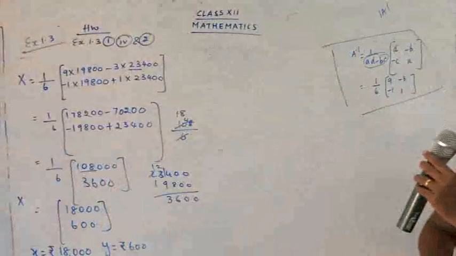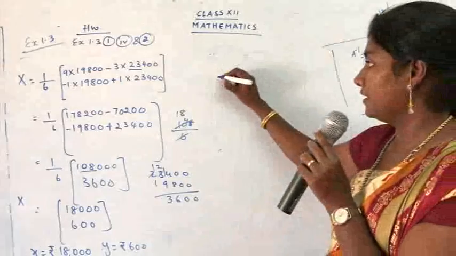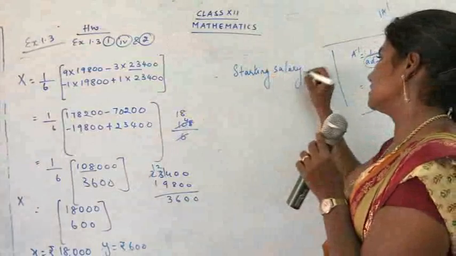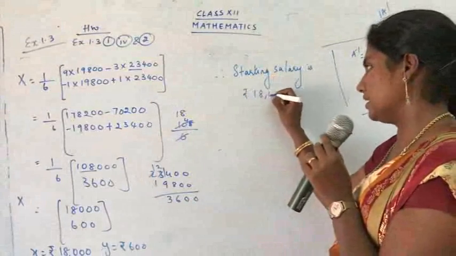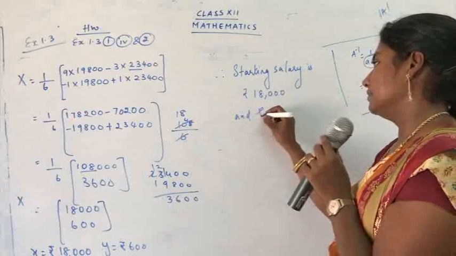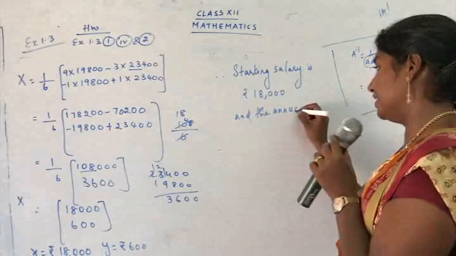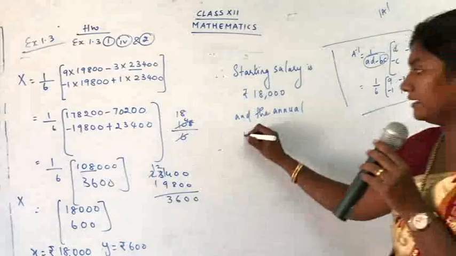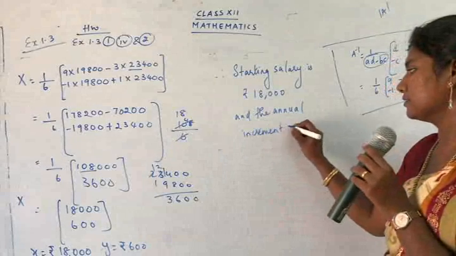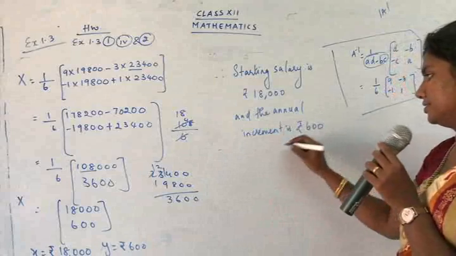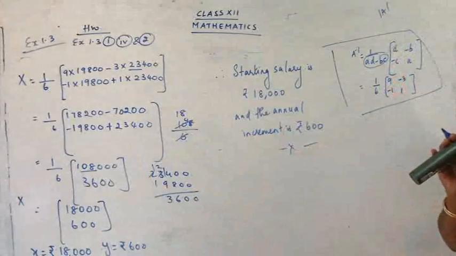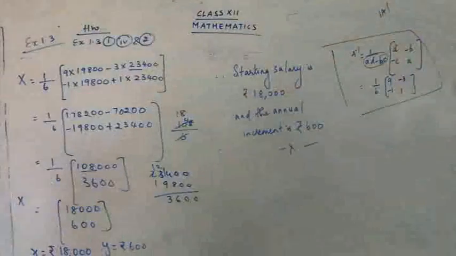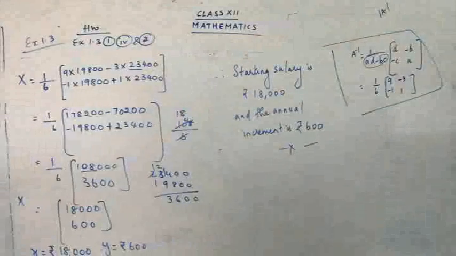Therefore, we have taken let the man's starting salary be x. Therefore, starting salary is rupees 18,000 and the annual increment, so that every year there will be an increment in the salary, yes, children? The annual increment is rupees 600. So this is the solution of the question. We got the value for x and also the value for y. So we have completed sum number 3.